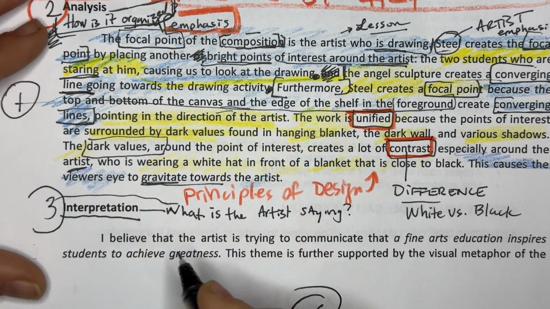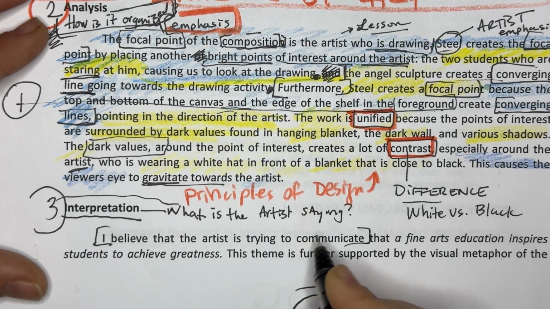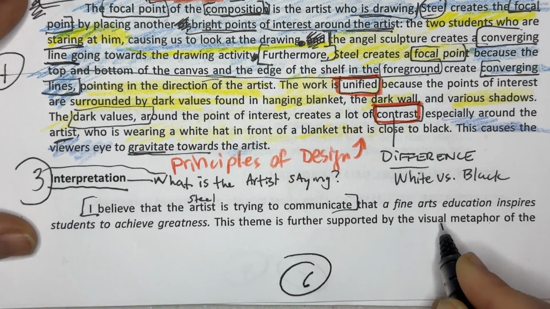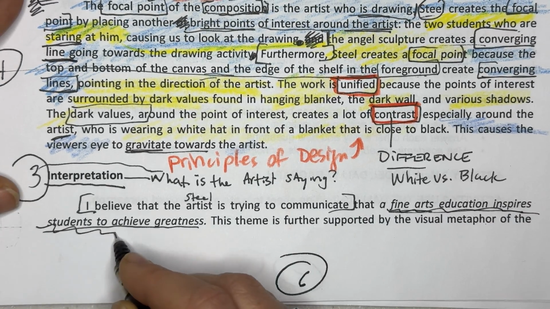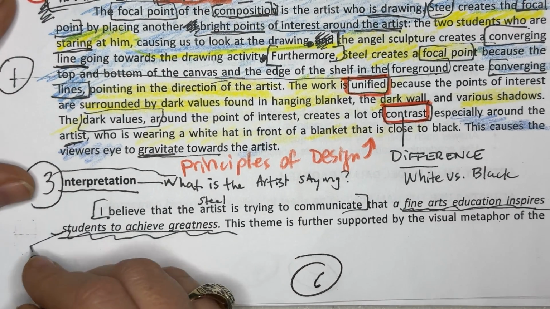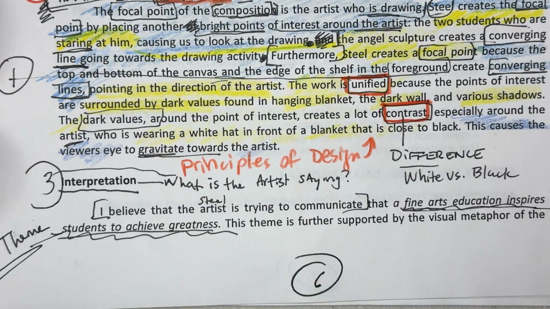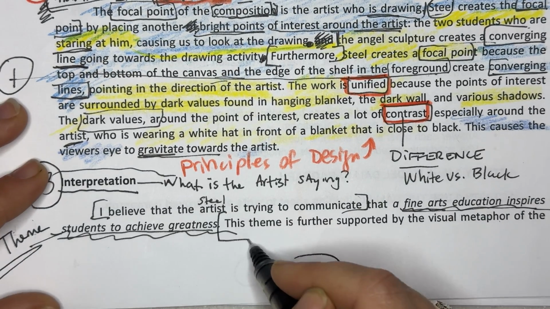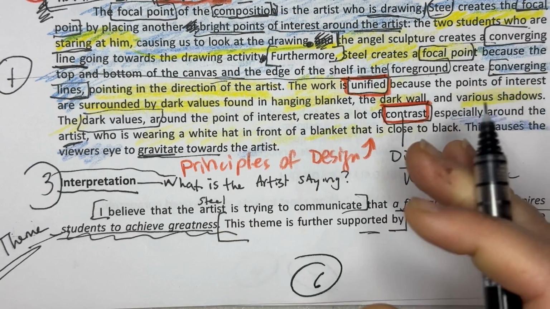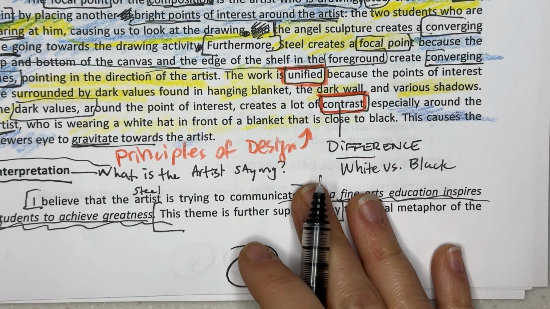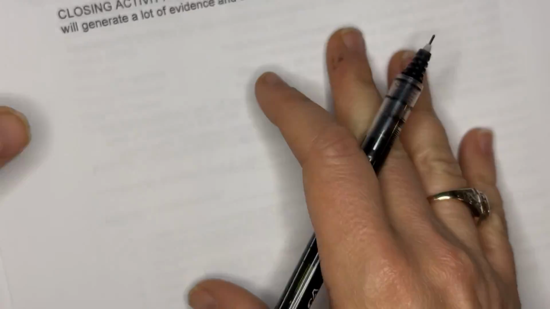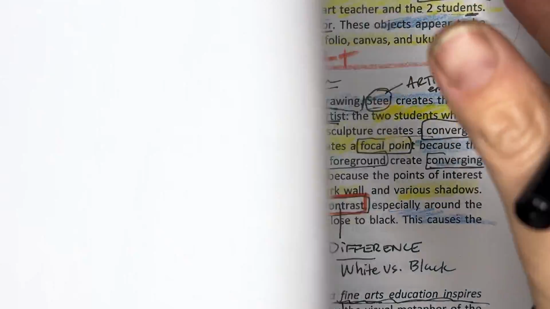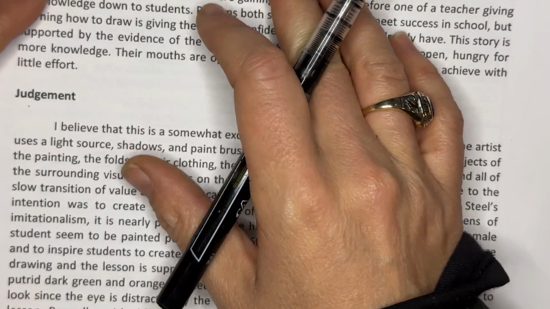So here's a great sentence starter. I believe that the artist, Steele, is trying to communicate that a fine arts education inspires students to achieve greatness. Oh my gosh, what a beautiful theme. So this is the theme. The theme is further supported by, you can use this in your CD cover sentences today. The theme is further supported by the visual metaphor of the painting on the right side of the composition.